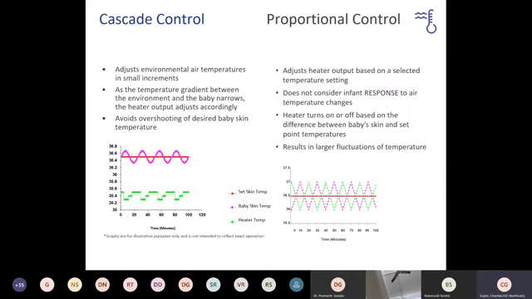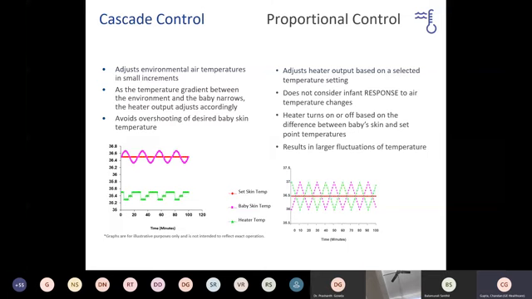Now, unlike a warmer where you put direct heat on the bed and the baby gets heated, in an incubator you actually put hot air inside the chamber, and that hot air in the environment actually hits the baby. So it's a kind of indirect heating. So unless you have a different technology to utilize, there will be a problem.